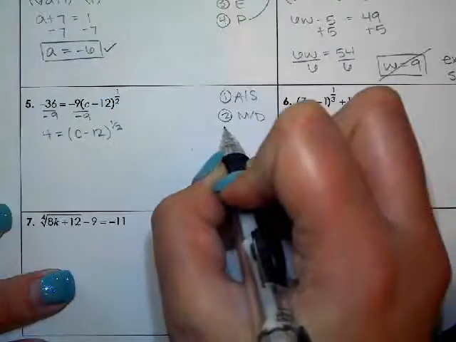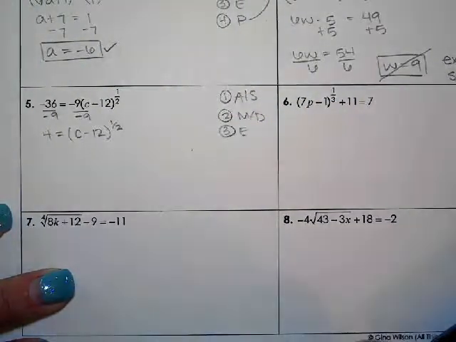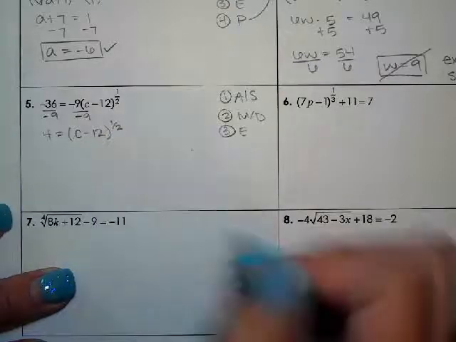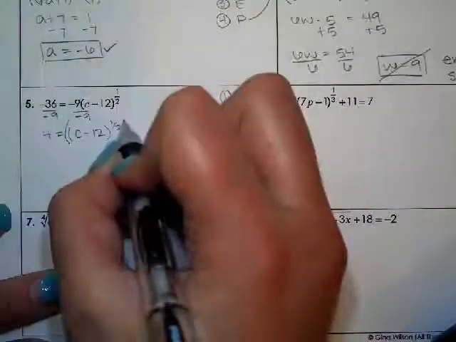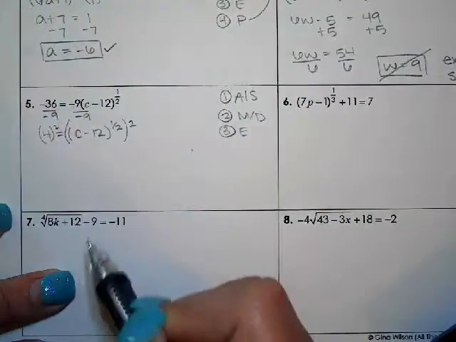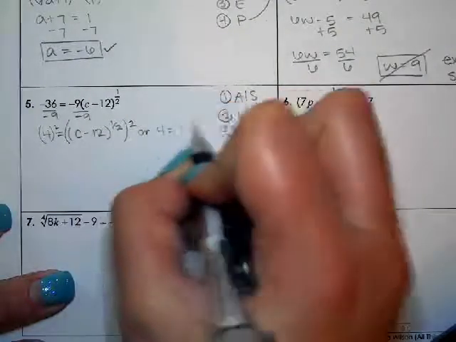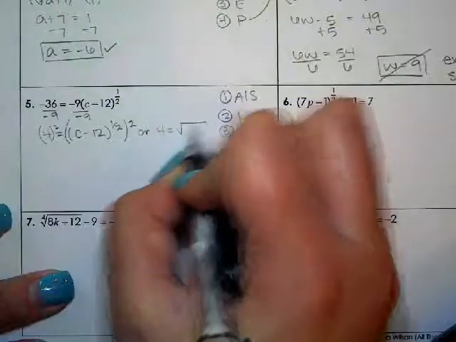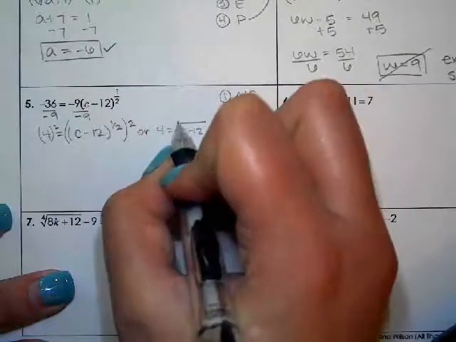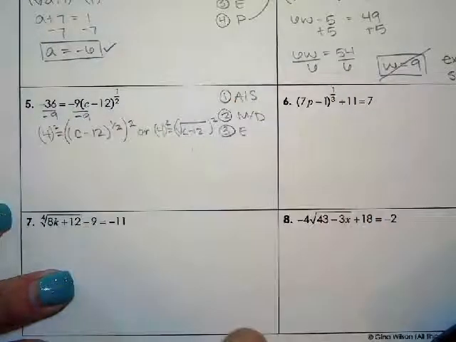Third step, is there an exponent we could get rid of or an exponent we could introduce to get rid of something? The answer to that question is yes. To get rid of an exponent of 1/2, all you have to do is raise it to the second power. If that does not feel comfortable to you, then you could rewrite the problem. You could say 4 equals, remember 1/2 is a square root, square root of c minus 12. And then you could square each side to get rid of that square root. So either way you write it is fine.